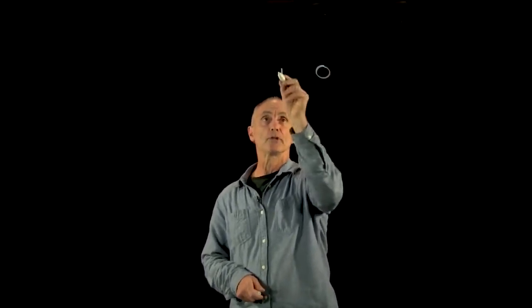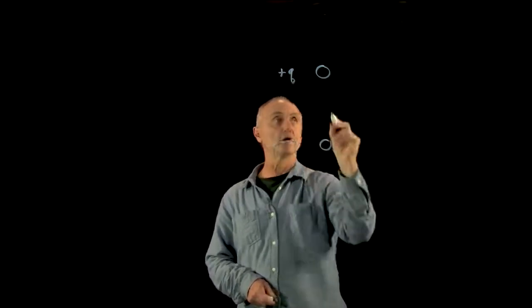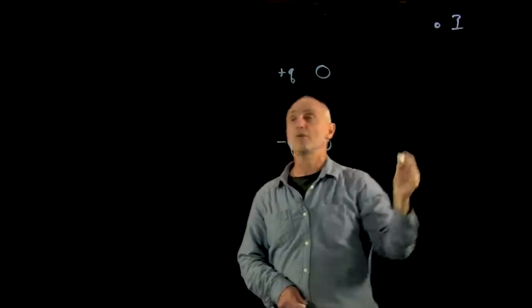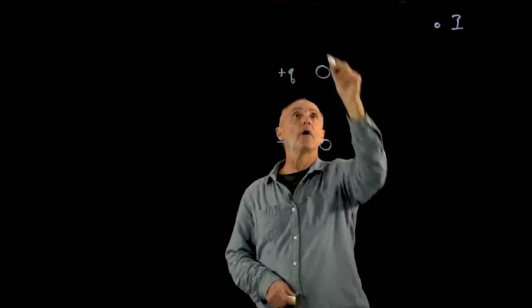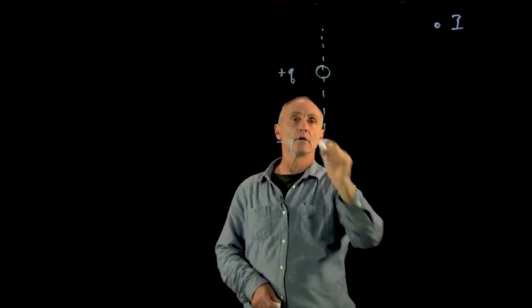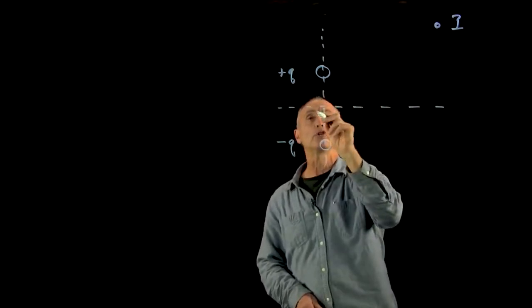Let's calculate the electric field for the following distribution of charges. Suppose we have a charge plus q, and over here we have a charge of minus q, and I want to select a field point P at some distance away. Now, I'm going to choose a coordinate system where these particles are above and below the origin.